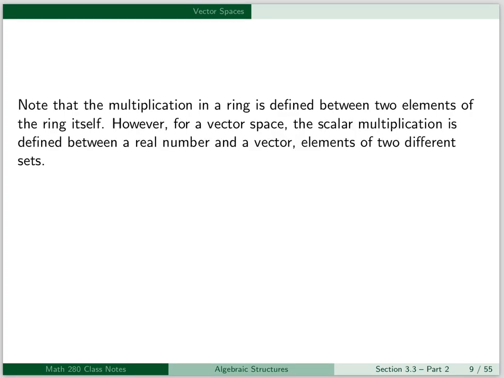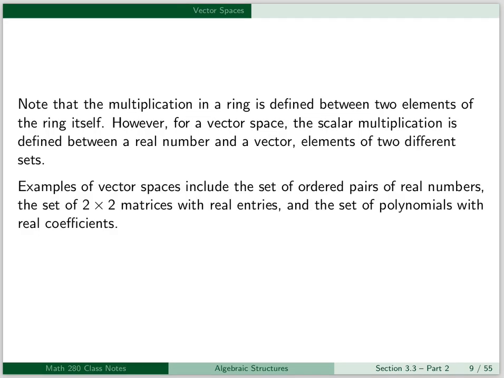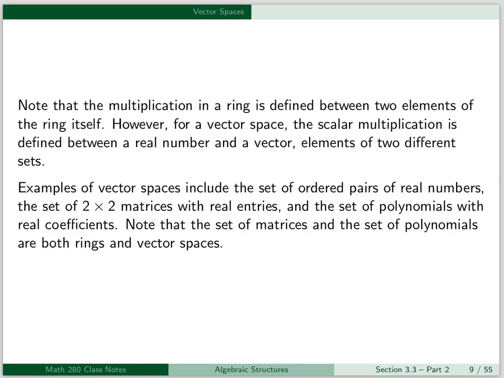However, for a vector space, the scalar multiplication is defined between a real number and a vector, which are elements of two different sets. Examples of vector spaces include the set of ordered pairs of real numbers, the set of 2 by 2 matrices with real entries, and the set of polynomials with real coefficients. Note that the set of matrices and the set of polynomials are both rings and vector spaces. They satisfy both definitions.